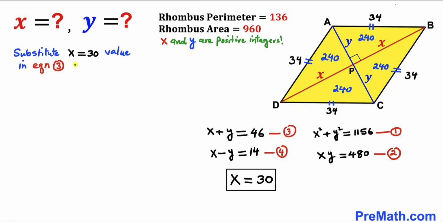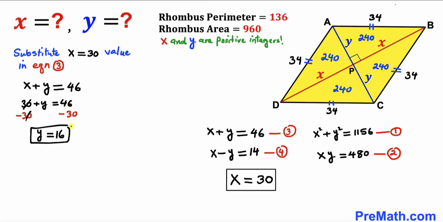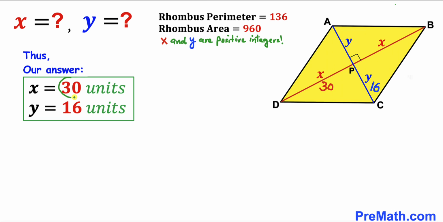Here's our final step. Let's substitute x equals 30 in equation 3. I'm going to replace x by 30, so this becomes 30 plus y equals 46. Let's subtract 30 from both sides, so the y value turns out to be positive 16. Thus our x value turns out to be 30 units and the y value is 16.